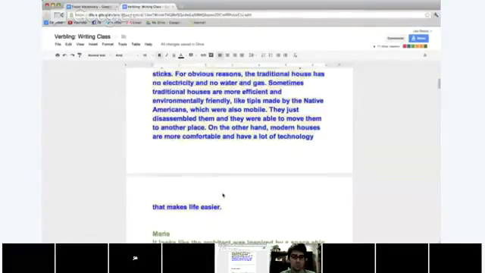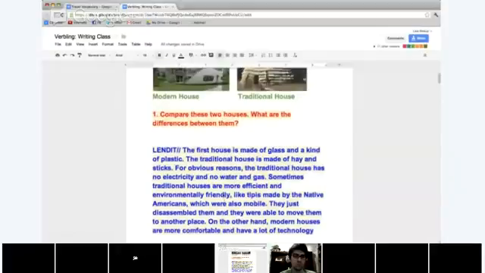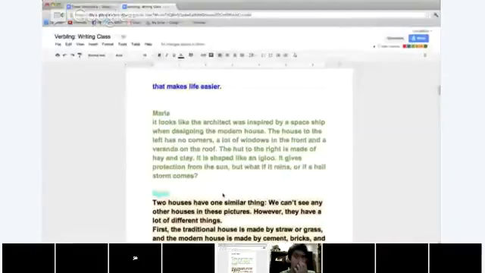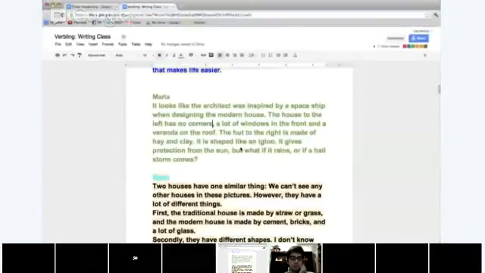Maria, did you want to read your number one? Yes. Okay. Let me scroll up. It looks like the architect was inspired by a spaceship when designing the modern house. The house to the left has no corner, a lot of windows in the front, and a veranda on the roof. The hut to the right is made of hay and clay. It is shaped like an eagle. It gives protection from the sun, but what if it rains or if a hailstorm comes?